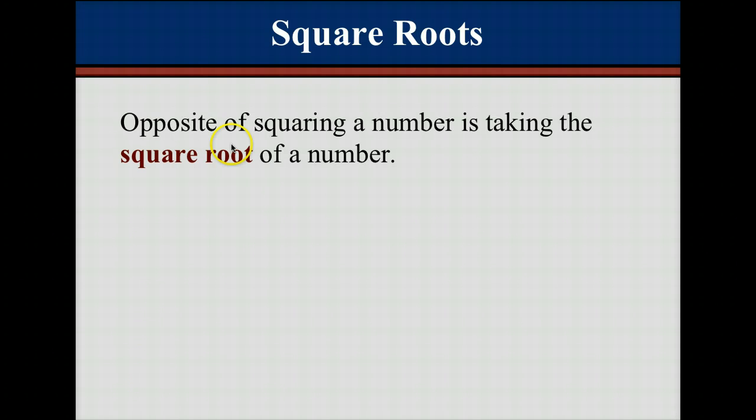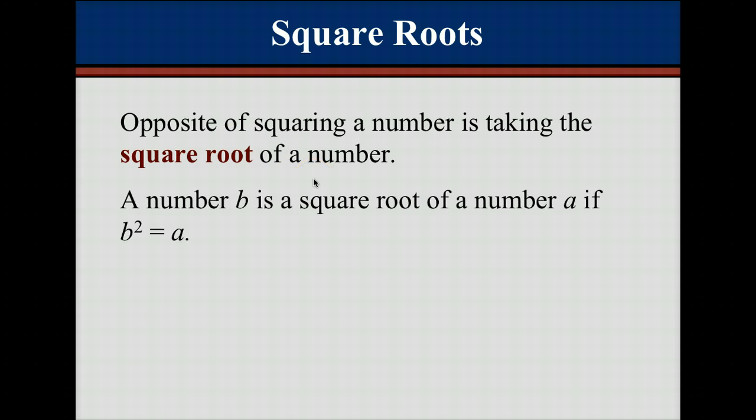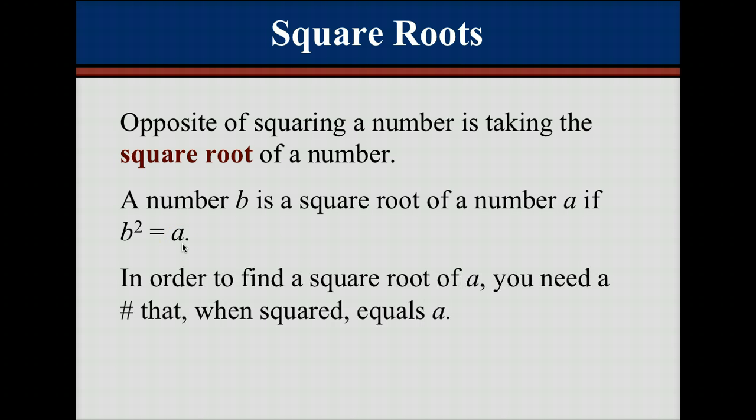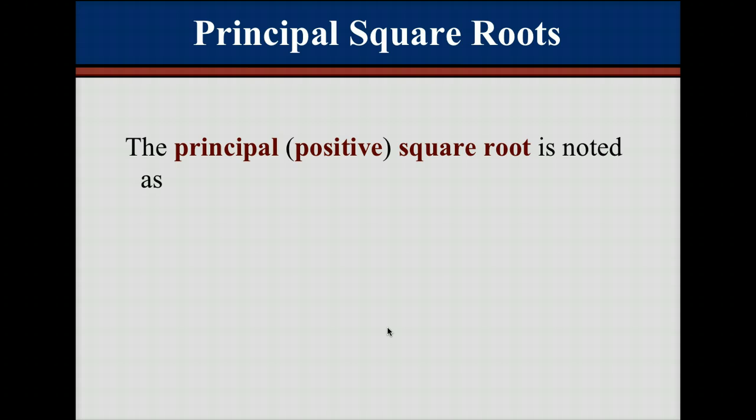Now, the opposite of squaring a number is taking the square root of a number. A number b is the square root of a number a if b squared is equal to a. In order to find a square root of a, you need a number that, when squared, equals a. The principal square root is the positive. If you remember, a negative 5 times a negative 5 will give you 25, as well as 5 times 5 will give you 25. So there are actually two square roots, a positive and a negative, but when we're talking about the principal square root, we're only talking about the positive one.